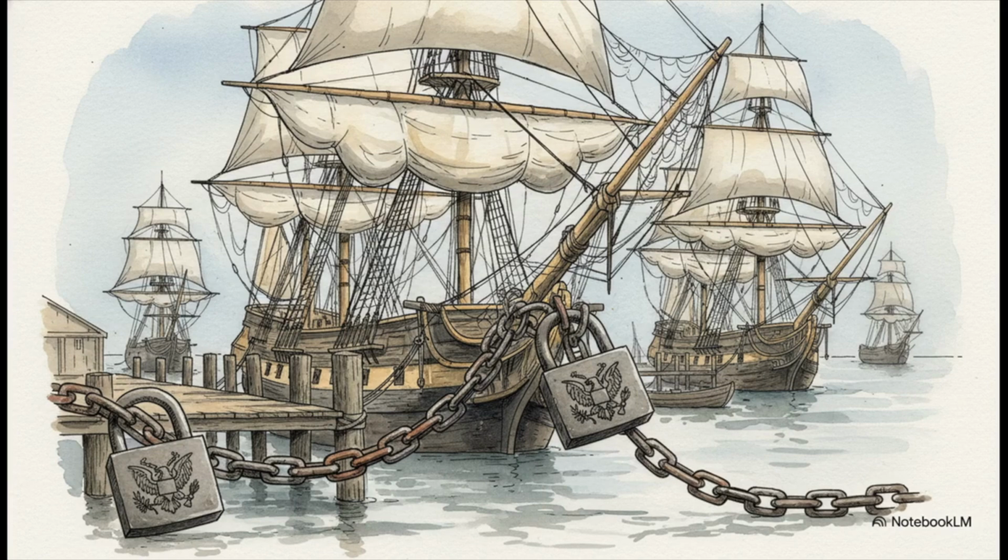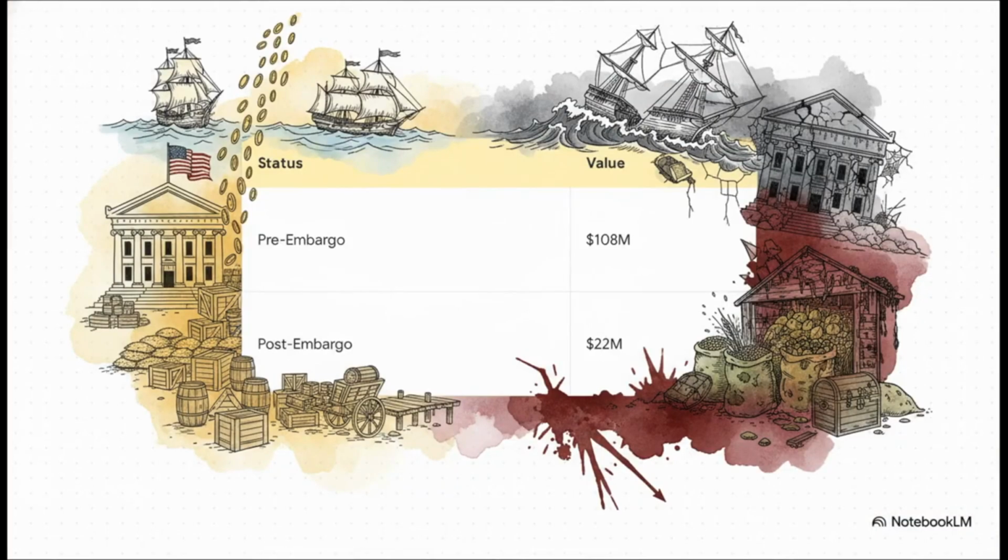The federal government intentionally outlawed all American merchant ships from leaving for foreign ports. Overnight, they legally severed the primary artery of the national economy. Look at the sheer scale of this vicious, self-inflicted crash. Pre-embargo exports sat at a high of $108 million. Post-embargo, that collapsed to just $22 million.